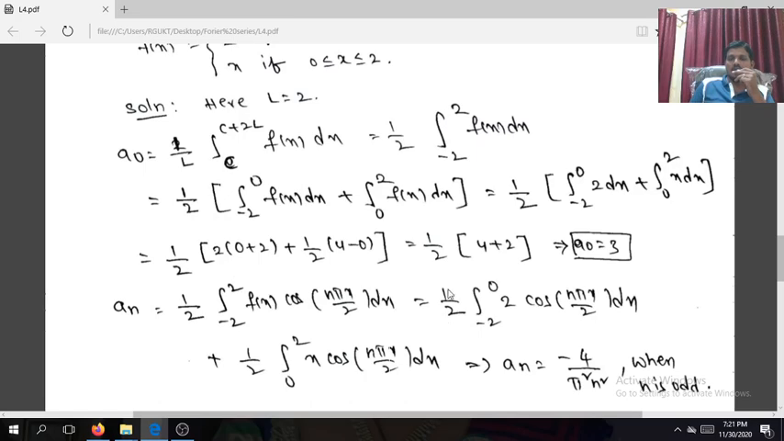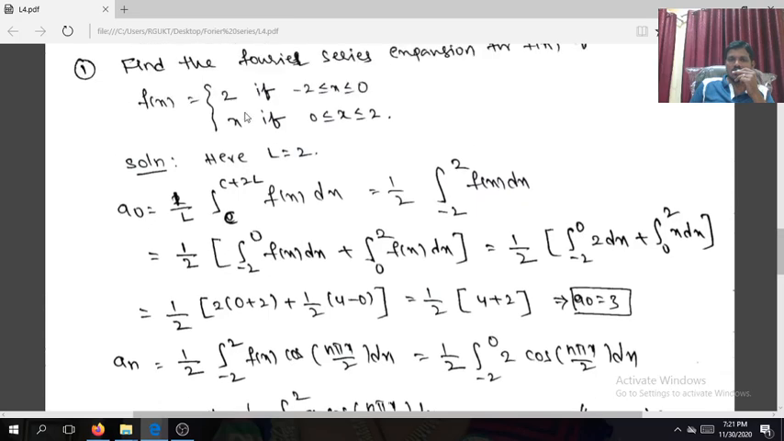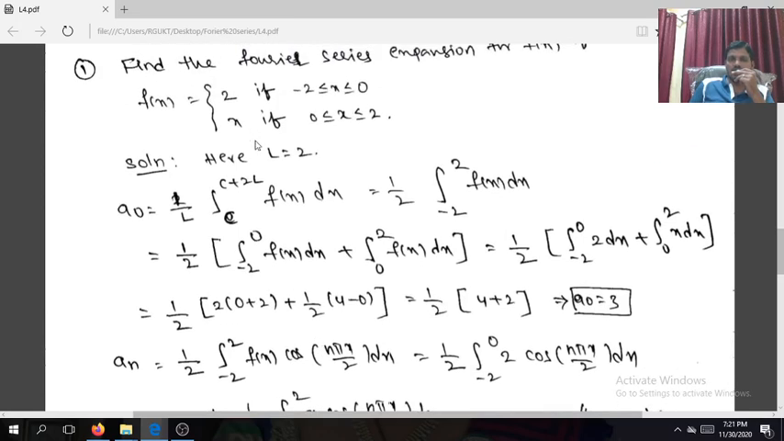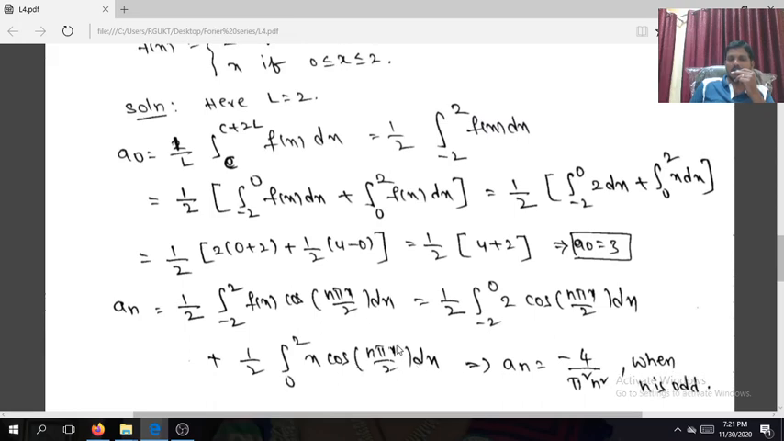Right. Here it is 1 by 2 into integral minus 2 to 0, where f of x is equal to 2, into cos n pi x by 2 dx, plus 1 by 2 integral 0 to 2, where the function value is x, into cos n pi x by 2 dx, right? Let's see, 2 cos n pi x divided by 2, the integration is sin n pi x divided by 2, divided by n pi by 2. This is very important, right? Here n pi by 2 is a constant. Integral cos ax dx is sin ax divided by a.